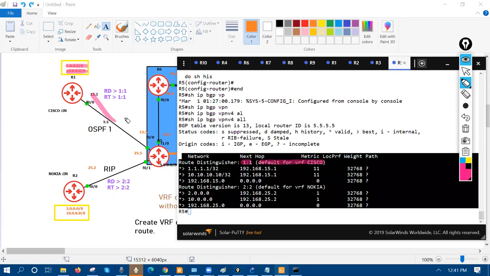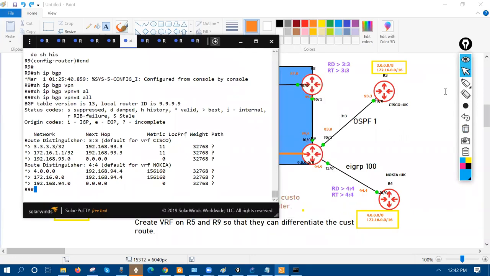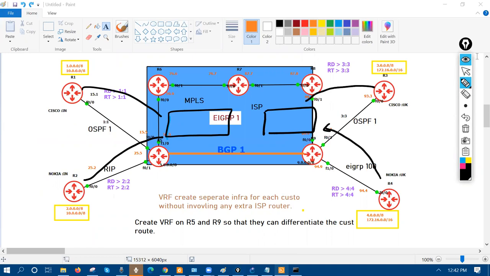All the static routes we have, right? Same way, all we have are RIP routes in VRF Nokia. So we have this information in the R5 VPN table, right? Same way, if you check on our R9, we have this information from this side. So R3 is advertising its own information, and R4 is advertising its own. So basically, right now in my VPN table, we have this side's complete information and this side's complete information, right?